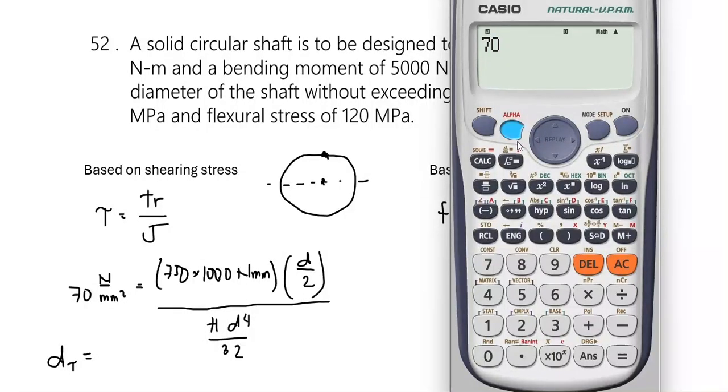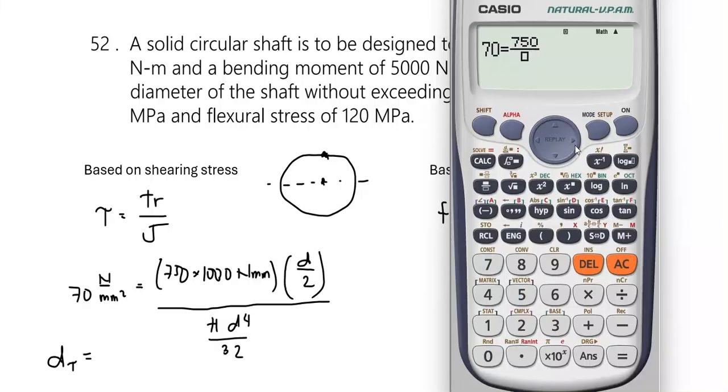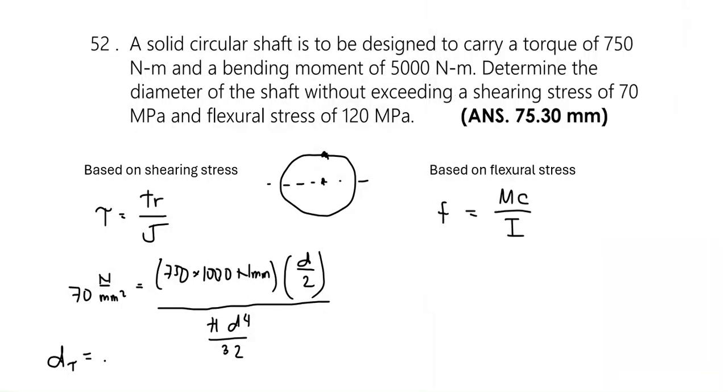We have 70 equal to 750 times 1000 times the diameter divided by 2 all over the polar moment of inertia. Shift solving, we get the diameter equal to 37.93 millimeters. This is based on shearing stress.